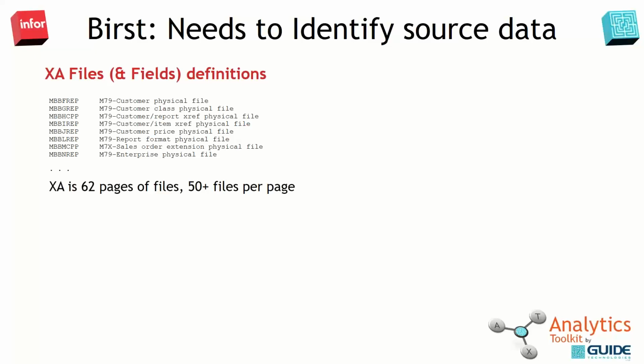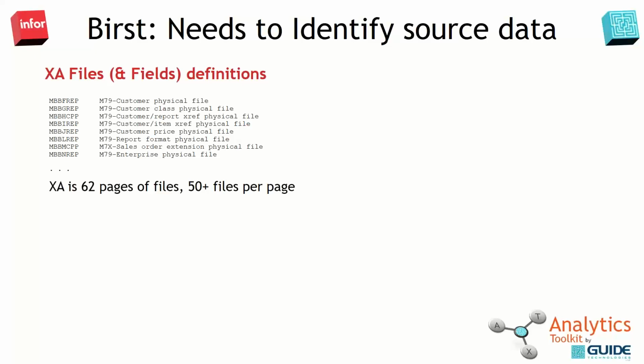So what does Birst need to be able to read your XA data? Well, if you have ever printed out the file status listing in XA, it's over 62 pages. There are 50 or so files that look like this on every page. This is the data that Birst needs to read. Now, for instance, I just have half a dozen files here. These are all a part of the customer master, the customer order. So it is very much a part of the detail that goes into creating a database. So like I said, 60 files, 50 pages, that's 3,000 plus files that we have to worry about. That's what you would need to integrate.